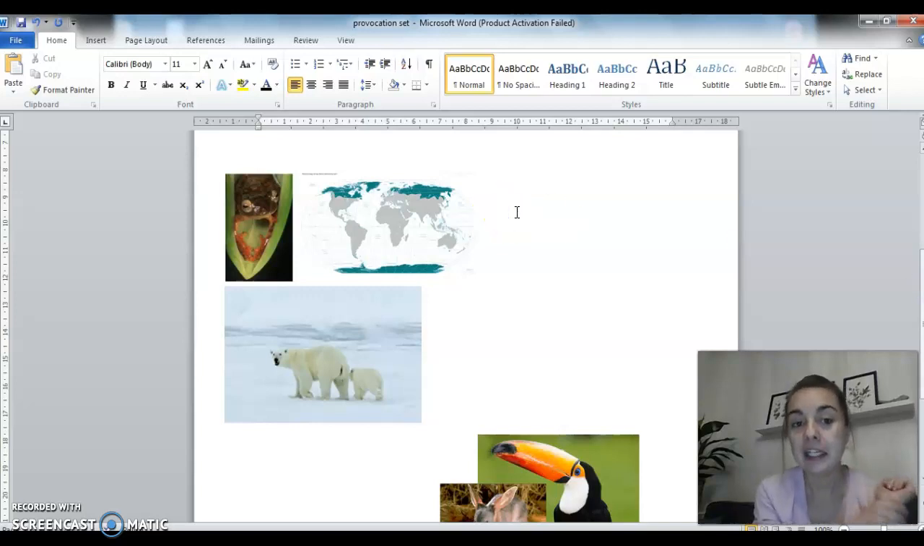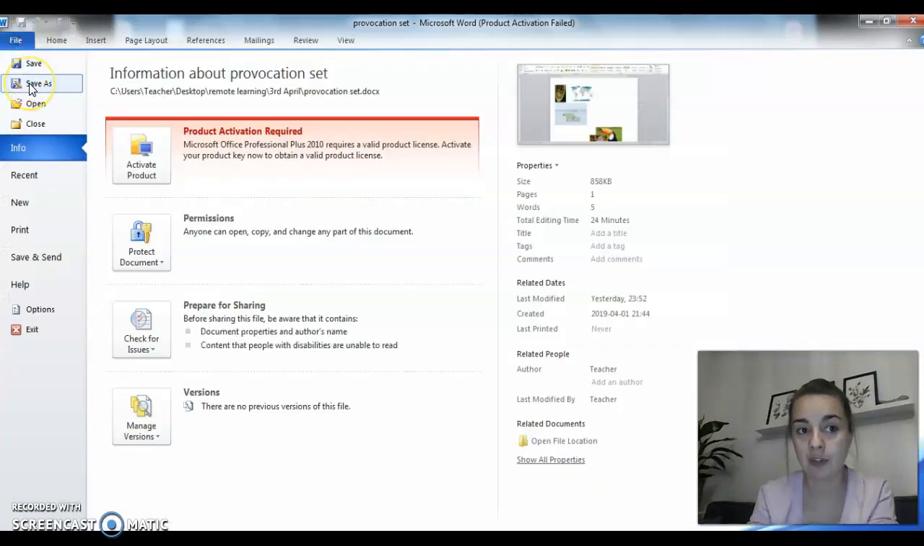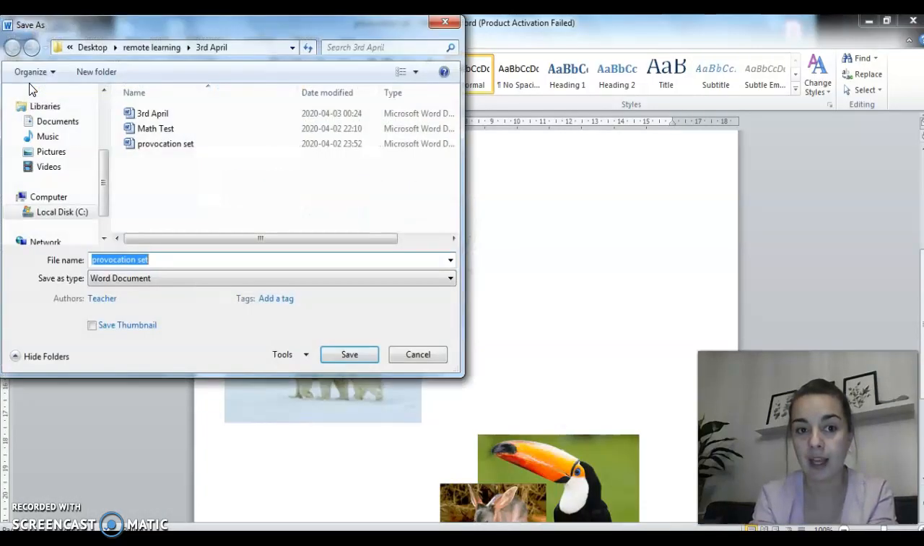Okay, if you have a printer and if it's easier for you to print them out and then glue them on a piece of paper, I'm also fine with it. However, you may try developing your IT skills and try to group them using the Word document. When you are done, I would like you to save it as your name and surname. That's the name of the document.